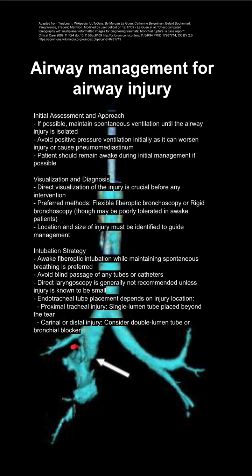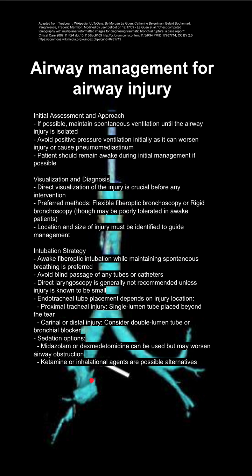This is an airway injury here that's more distal to where a double lumen tube would be able to get, so it might be difficult to get past this injury. Sedation options include midazolam or dexmedetomidine, which can be used, but they might worsen airway obstruction. Other alternatives are ketamine or inhalational agents.